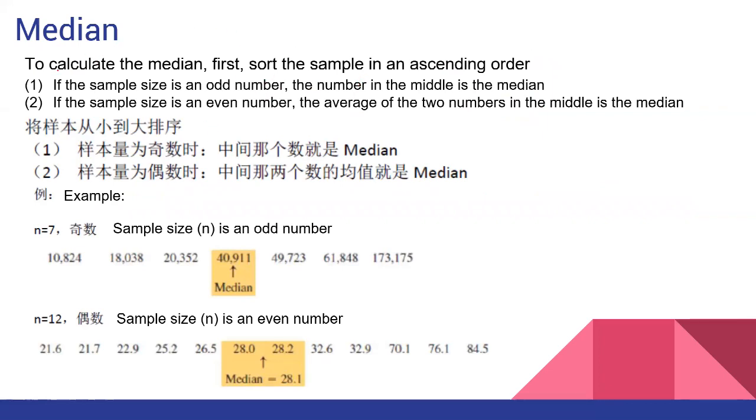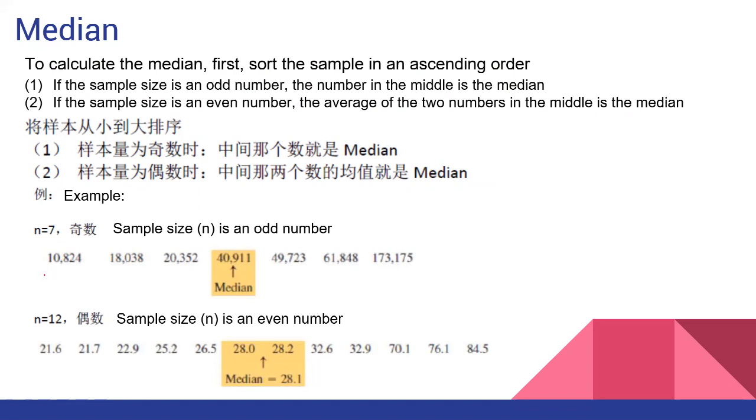The algorithm to calculate the median is listed as follows. First, sort the sample in ascending order. Next, if the sample size is an odd number, the number in the middle is the median. Or if the sample size is an even number, the average of the two numbers in the middle is the median. Okay, let's see an example.